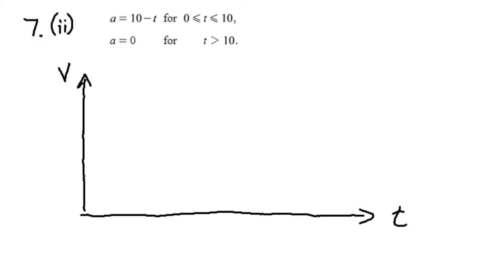So for part 2, we need to sketch a curve of v against t for t equals 0 up to t equals 20.